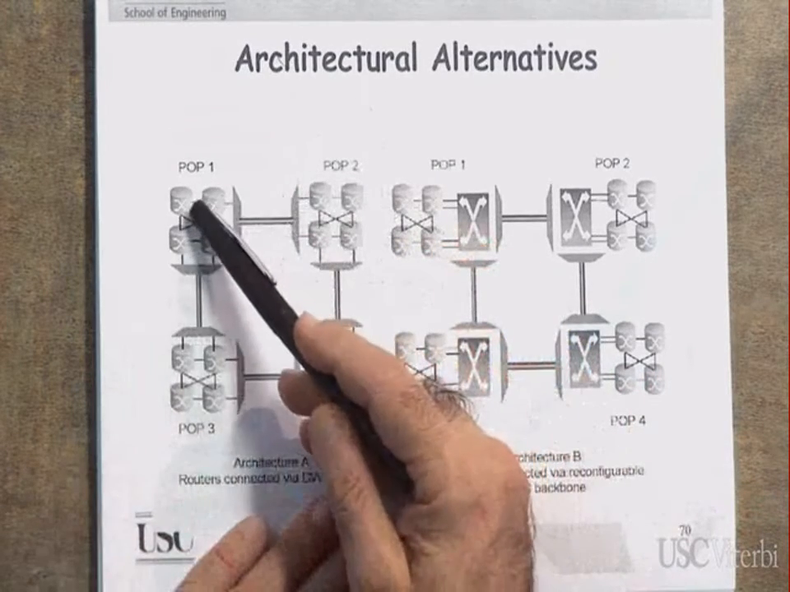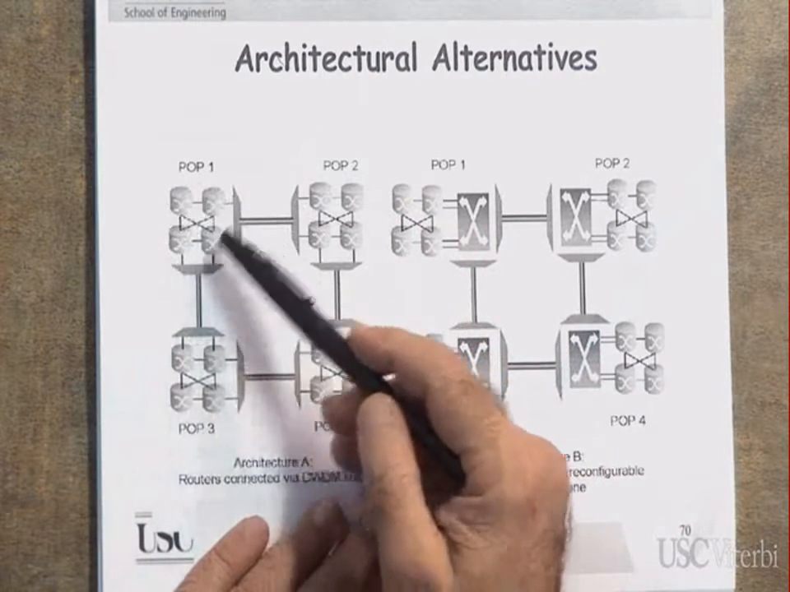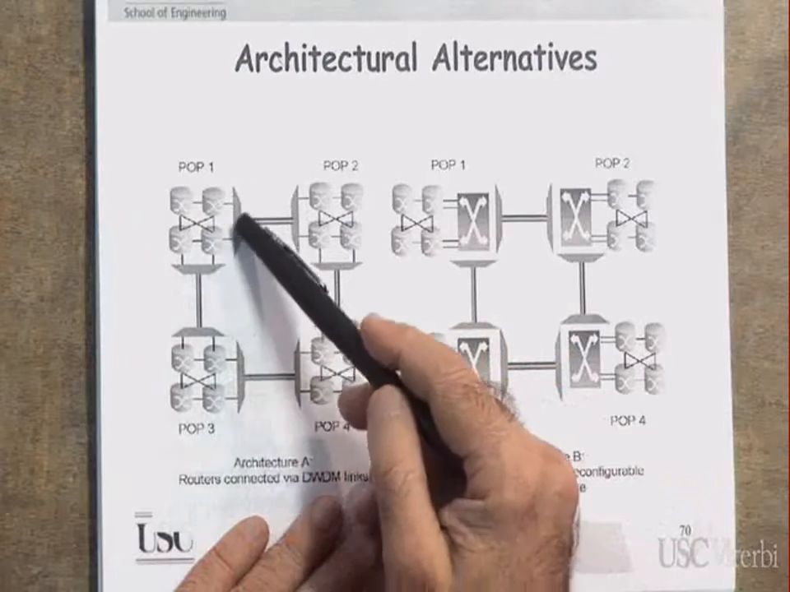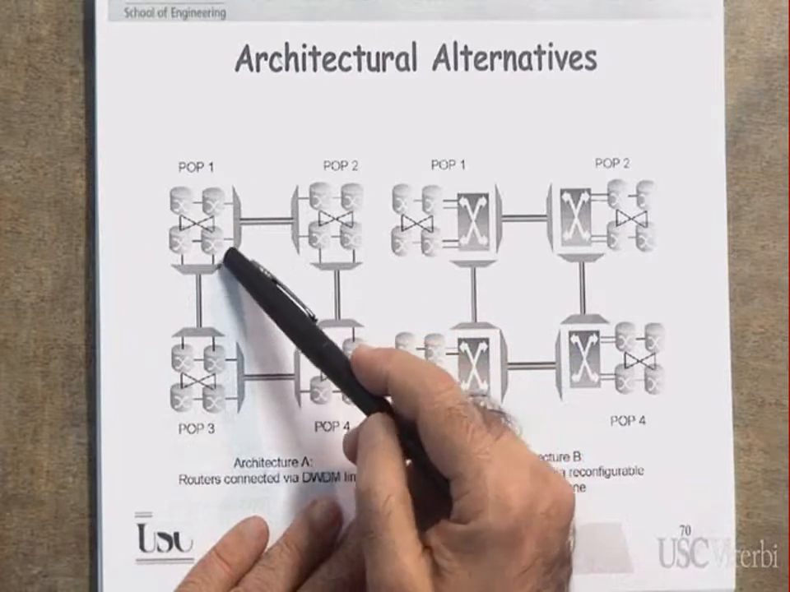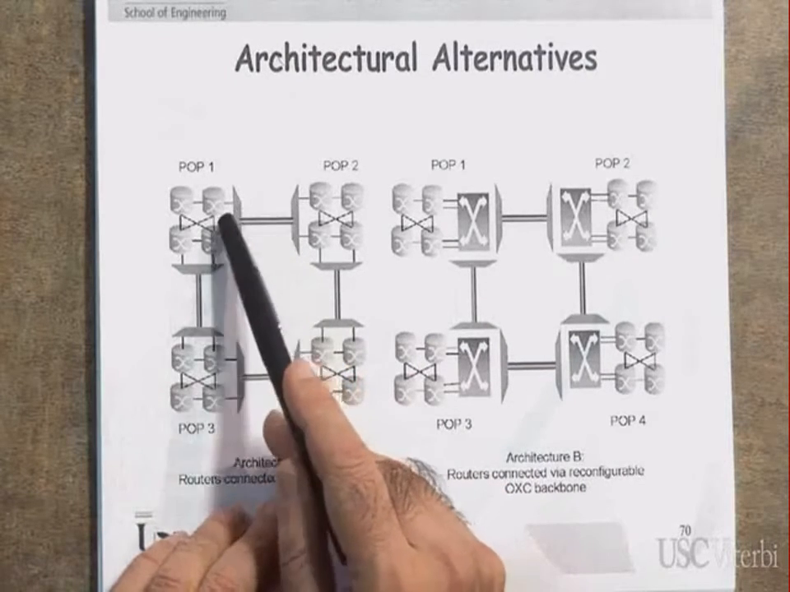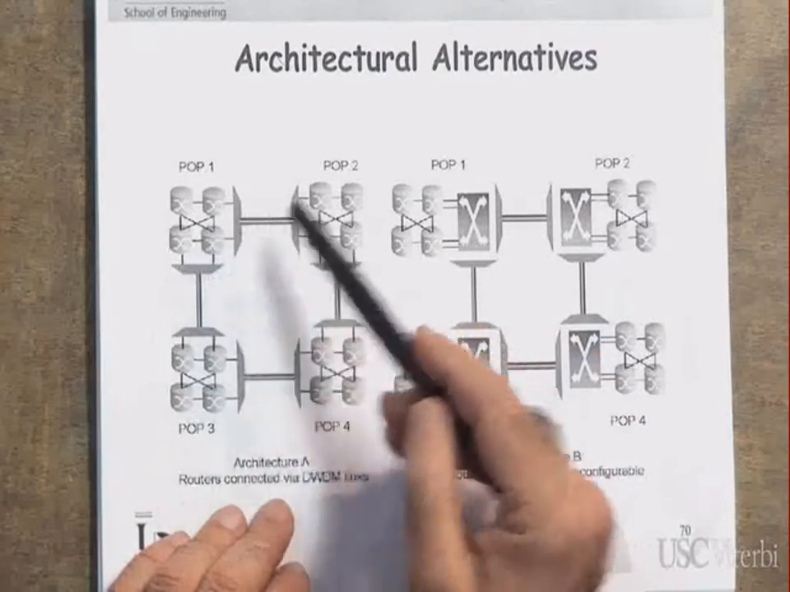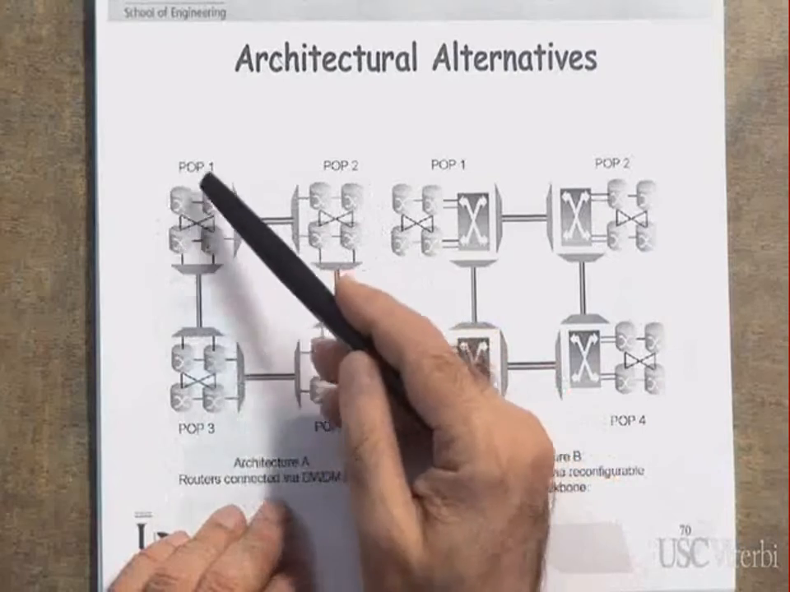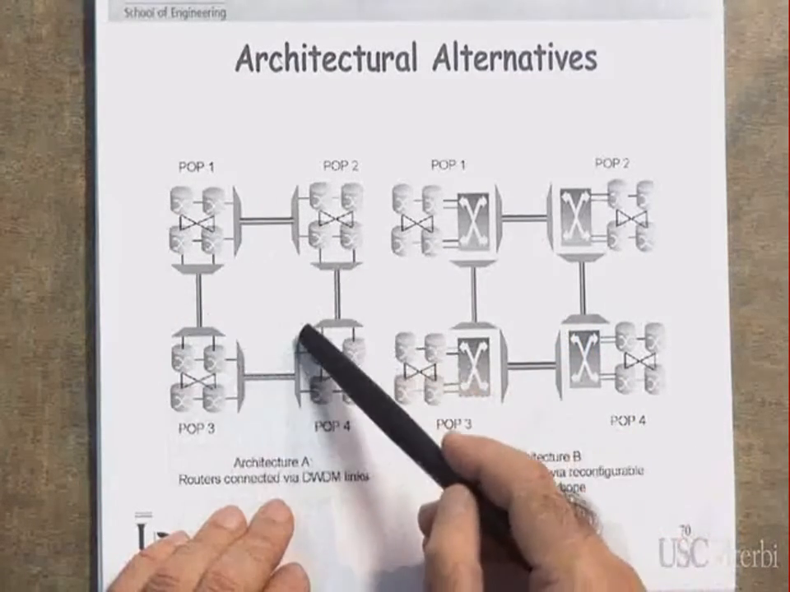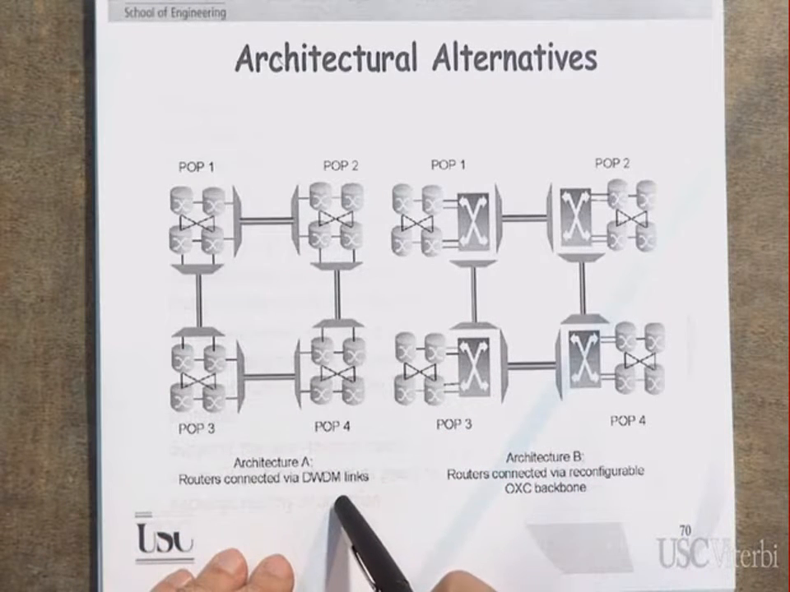The first one is deploying IP over DWDM directly. So we have a bunch of routers. All of these are IP routers, and they are connected to the wavelength division multiplexer directly over the optical transmission. No need for switching involved. In here we have point-to-point connectivity between the POP, the point of presence, the first point of presence, second one, third one, and fourth one, and so on. This is called routers connected via the WDM link directly.